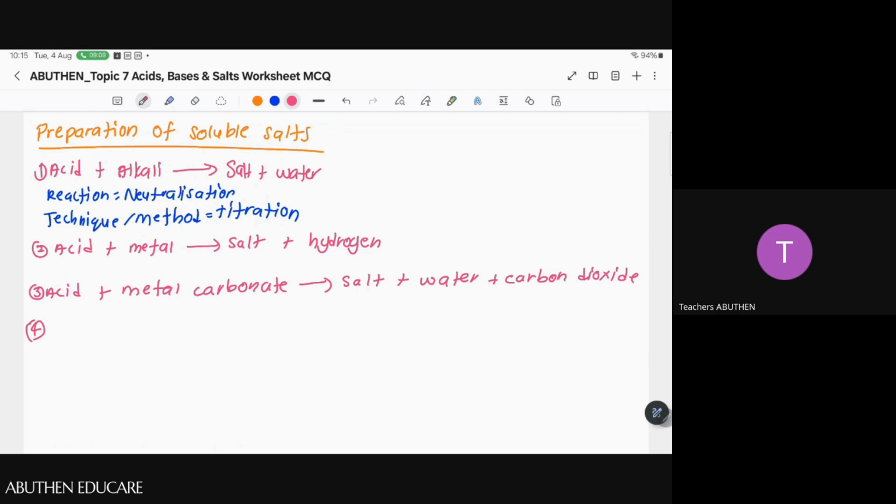The last reaction that we can do to prepare soluble salt will be acid plus insoluble base. Okay, what does it mean by insoluble base here? It can be metal oxide or metal hydroxide.